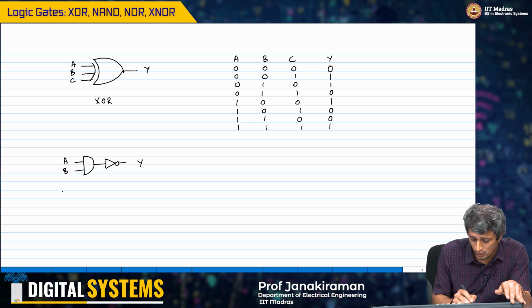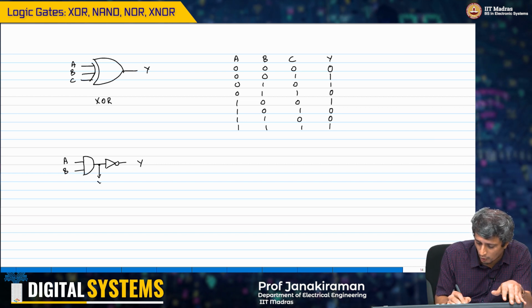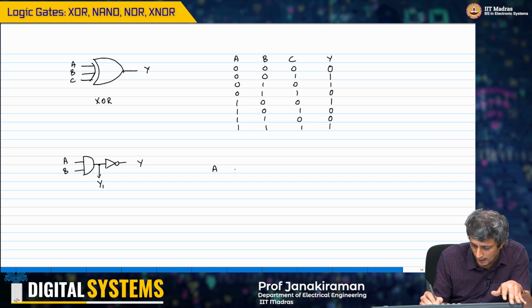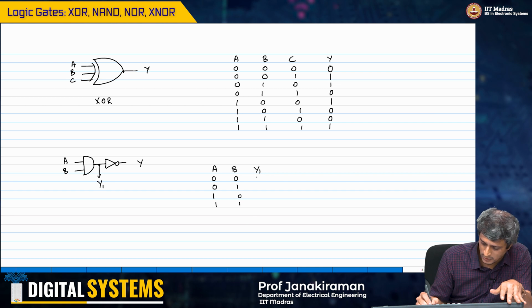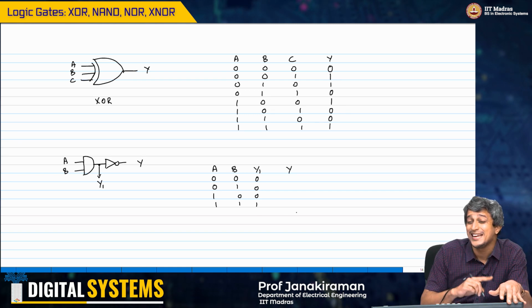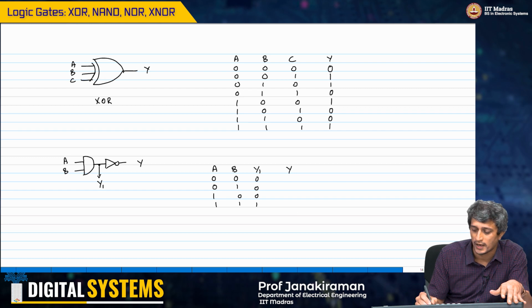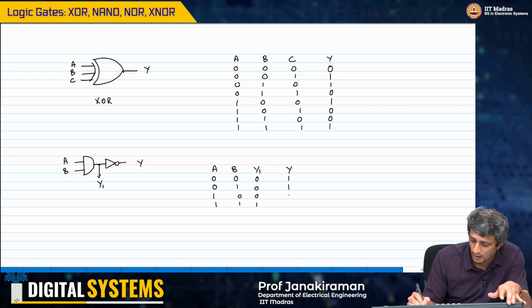Now, if you look at this, I will treat this as an intermediate output Y1. So A, B, Y1. This is just an AND gate, so the output of an AND gate is simply 0, 0, 0, 1. And the output Y is nothing but an inversion. You take 0 and replace it by 1, 1 you replace by 0. So the output is just an inversion of Y1. So it is 1, 1, 1, 0.